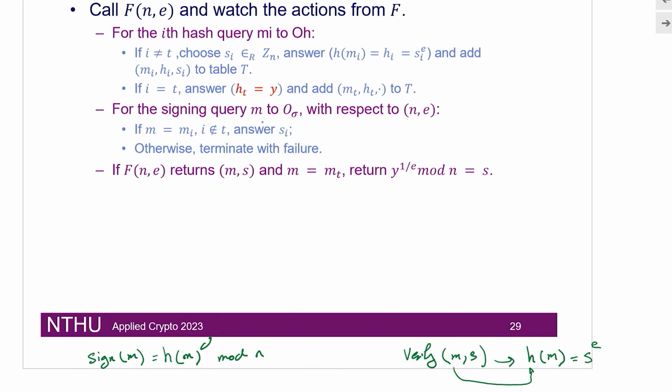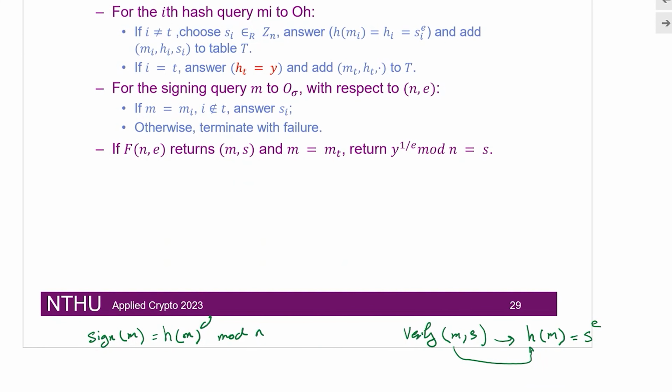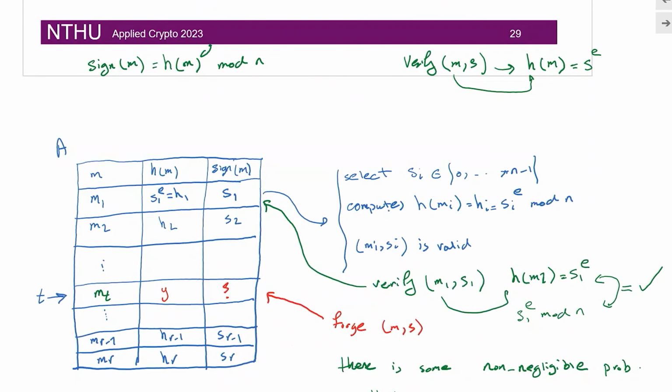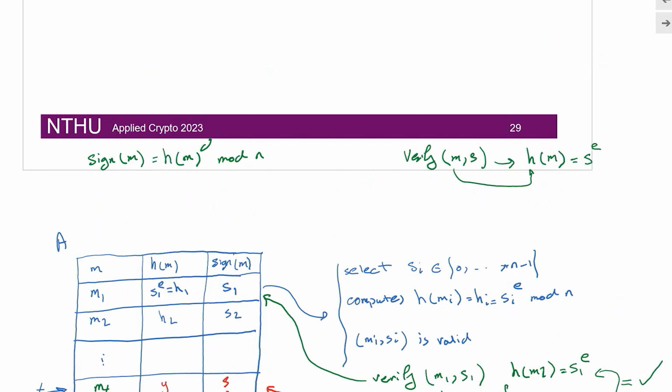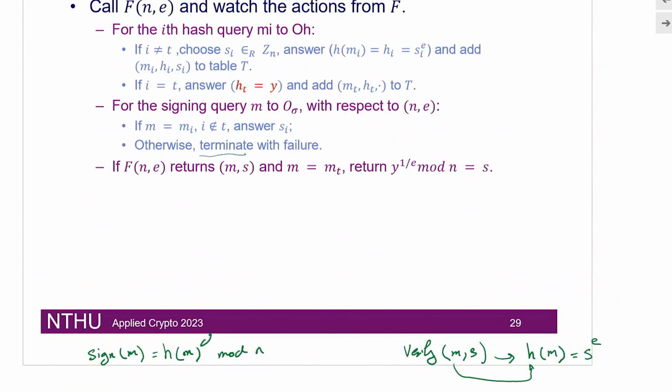So every time now that the forger goes and asks for the signature of message M, we just go back to the table. If that M is not M_T, we just return that s_i over here. So after we create this table, every time that the attacker asks for the signature of M_(i-1), we just return s_(i-1). We can do it for everyone except for this T location. So if he ever asks what is the signature for this one, we don't know. So this is what we hope he could tell us. In this situation, we will terminate and say that we failed. So we probably need to run the algorithm again.